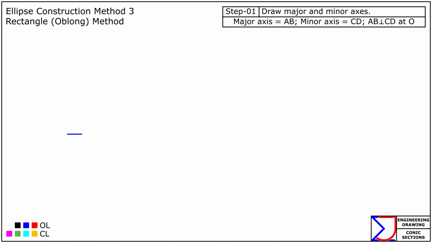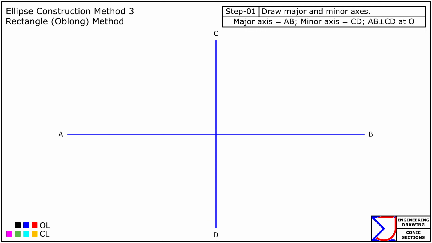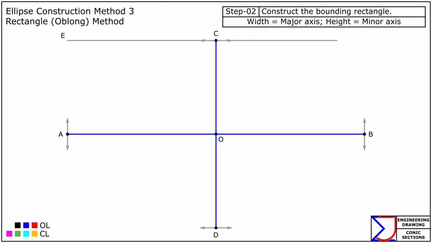First, draw the major axis, AB, and the minor axis, CD, of the specified lengths. Ensure that they bisect each other at right angles at the center point, O. Next, use these axes to construct the rectangle, EFGH, where the width and height correspond to the major and minor axes respectively.